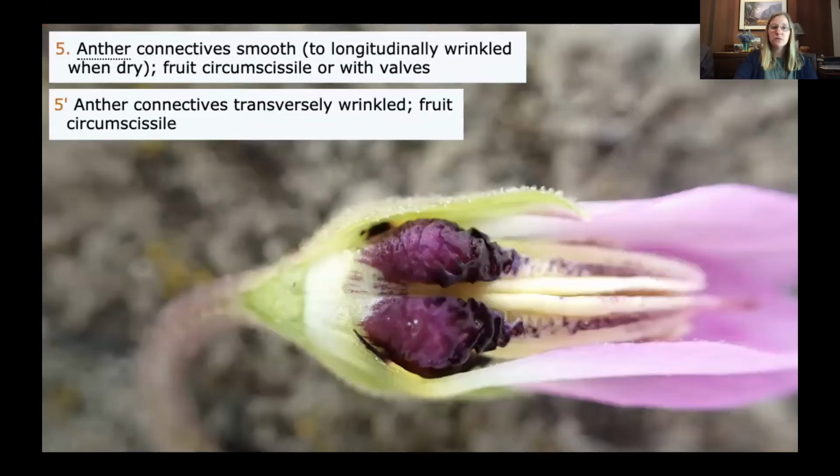The anther connectives smooth to longitudinally wrinkled when dry, or fruit circumscissile or with valves, or anther connectives transversely wrinkled, fruit circumscissile. So this is really a key word here, when dry. In this case, we're looking at fresh material, so we do have these really big, broad, transverse wrinkles. Knowing that this isn't dry and we do have these major wrinkles, we will go with the second choice.